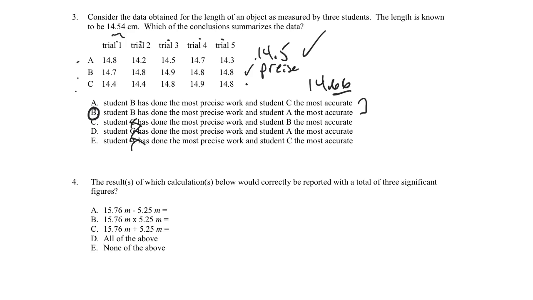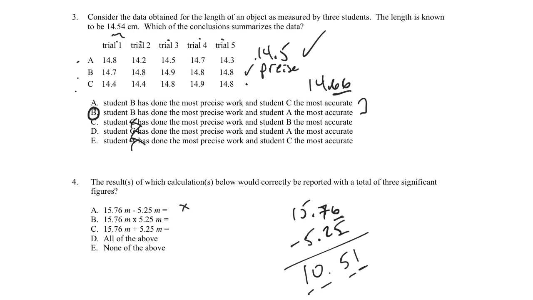Moving on to 4, the result of which calculation below would correctly be reported with a total of 3 significant figures. So we got 15.56 minus 5.25. So that's going to be 4 significant figures. All 4 of these are significant because we're going to round to the tens placeholder, so that's not 3.